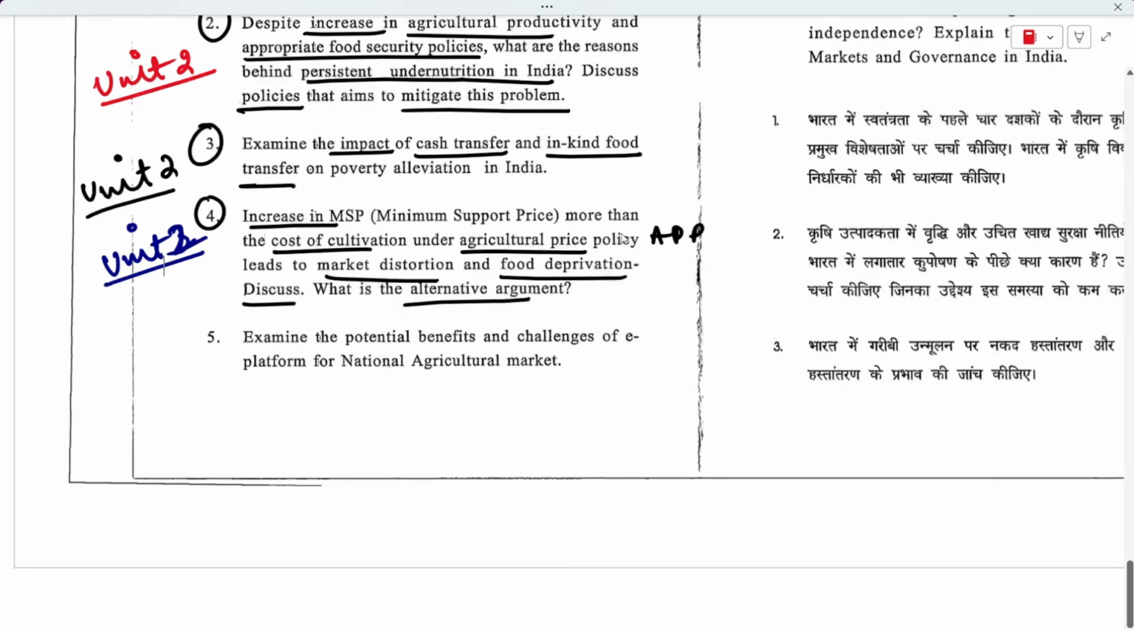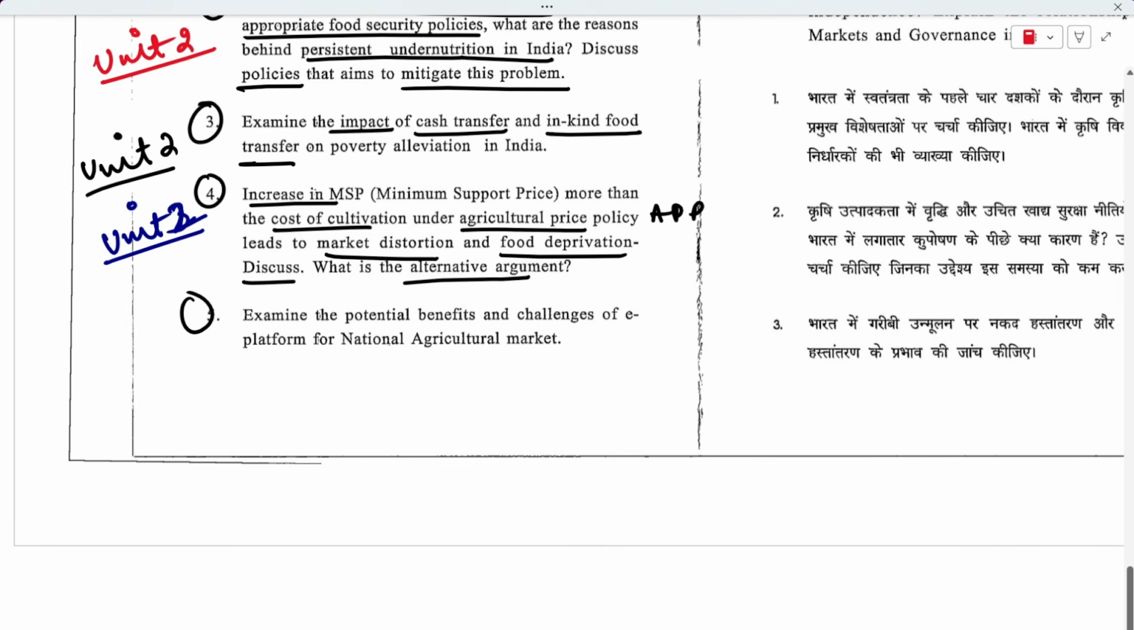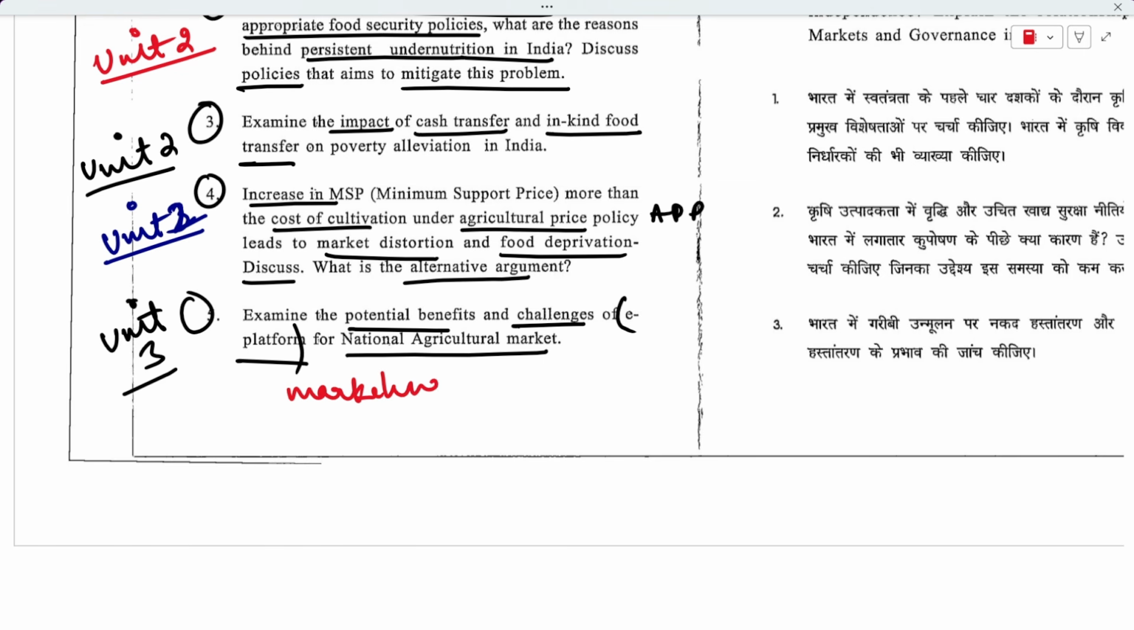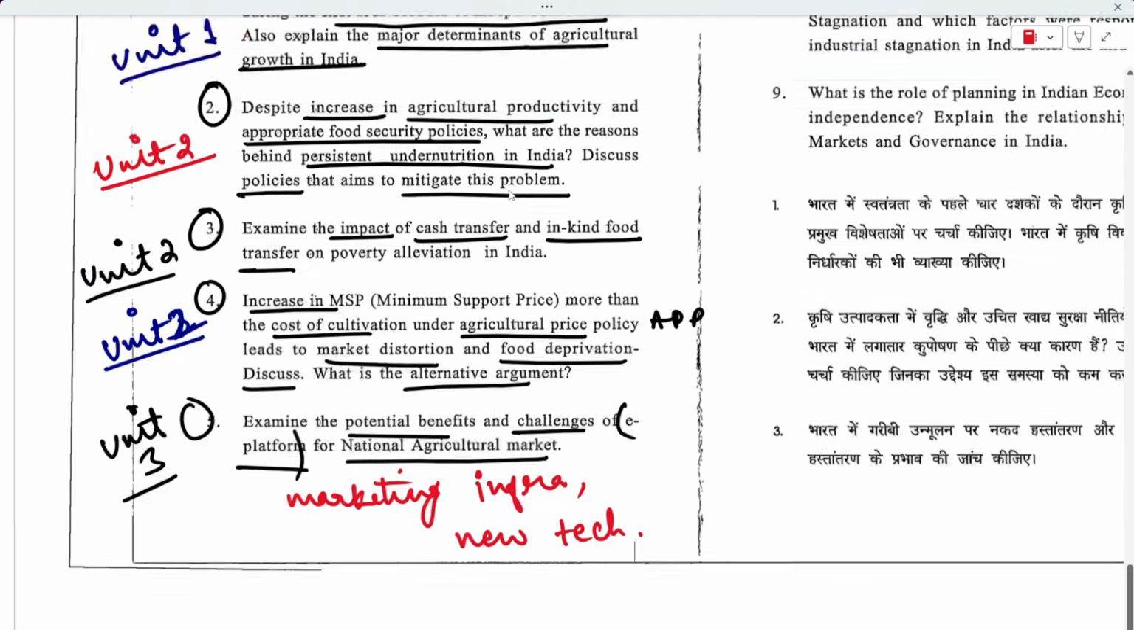Okay, then coming to question number 5. Question number 5 is: examine the potential benefits and challenges of e-platform for national agricultural market, right? So this question is from unit 3, which was the current issues in Indian agriculture. And this question wants you to talk about marketing infrastructure, right? We need to talk about marketing infrastructure and new technology. Okay, so this was question number 5.